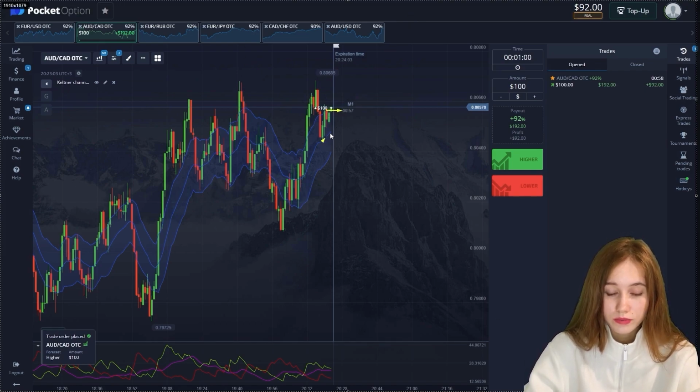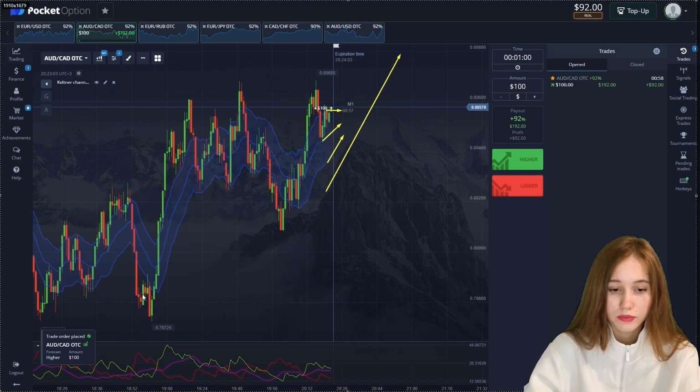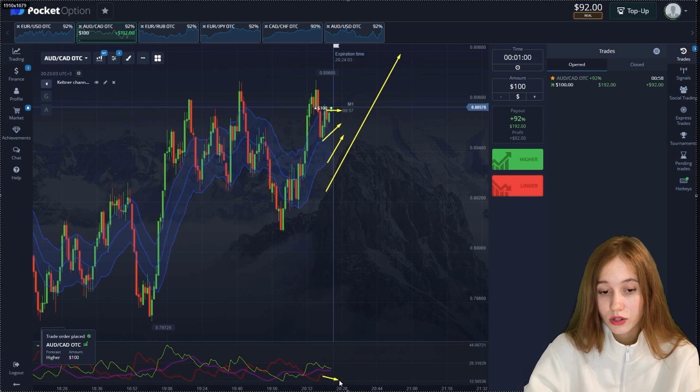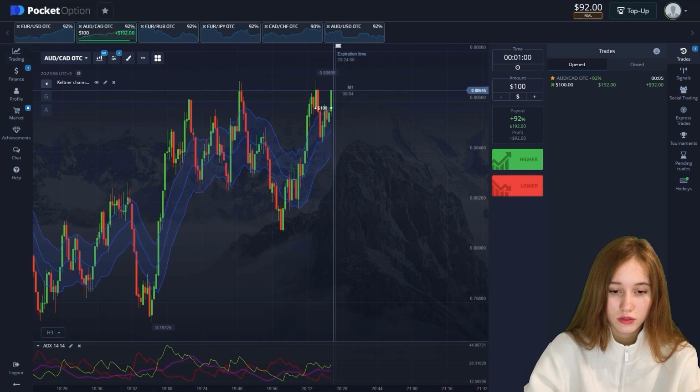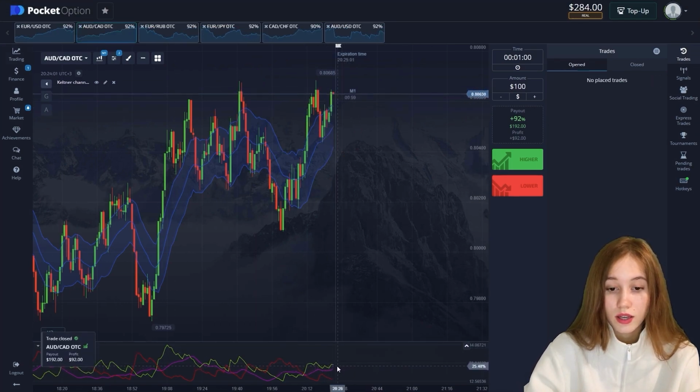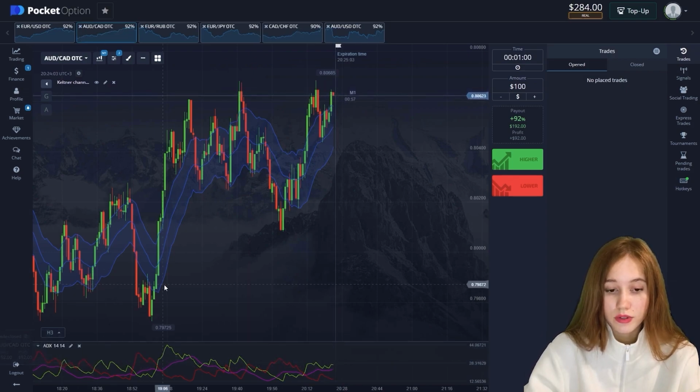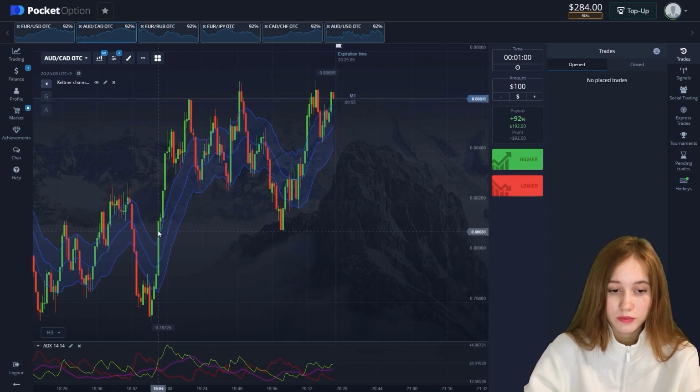Growth lines are moving up by the ADX indicator. We see two moving relatively correct downwards. Growth. So profit is $92. Good. Let's move on.